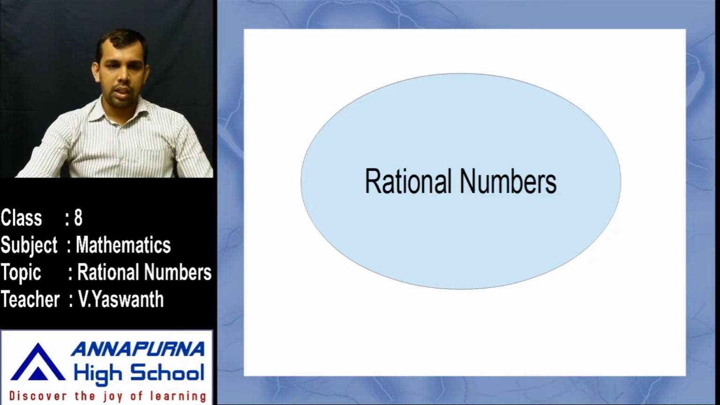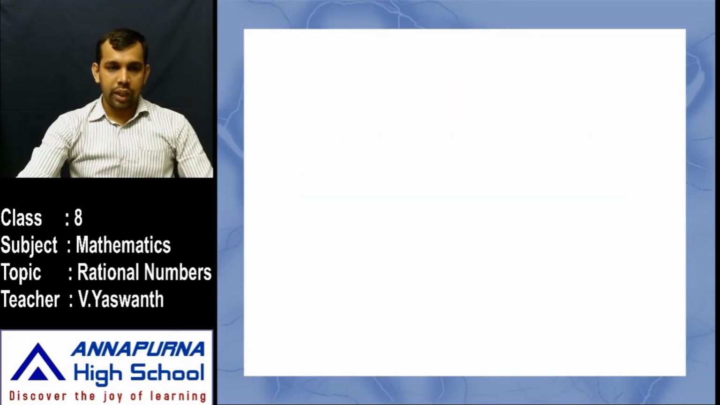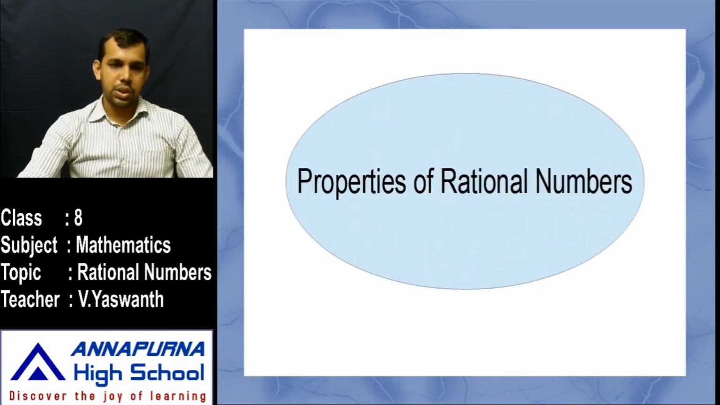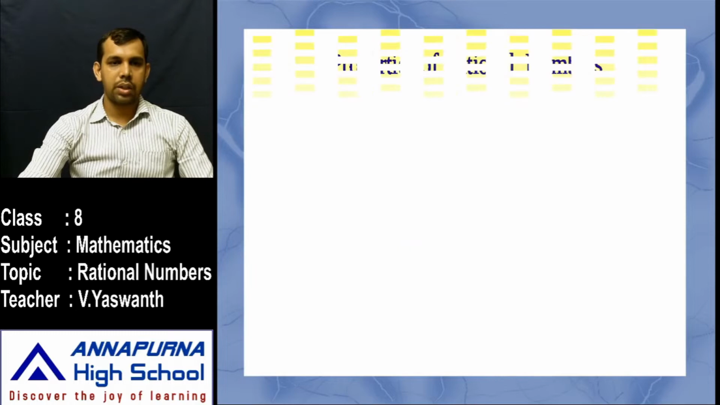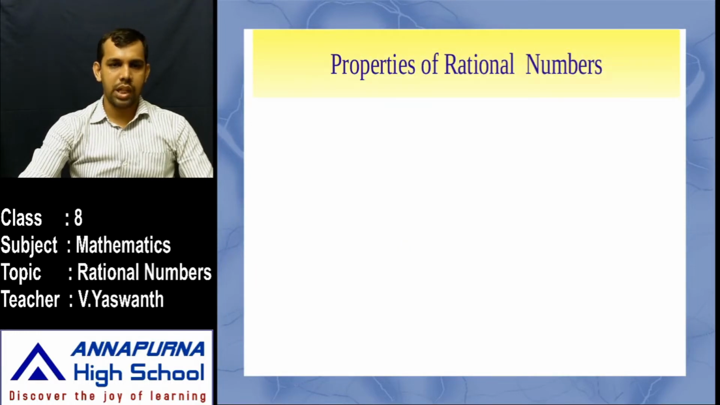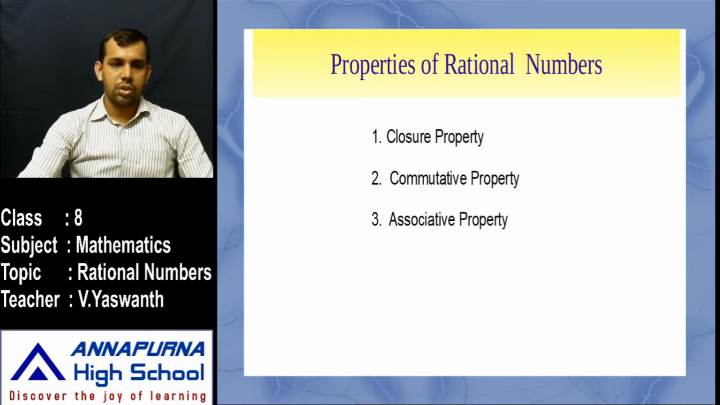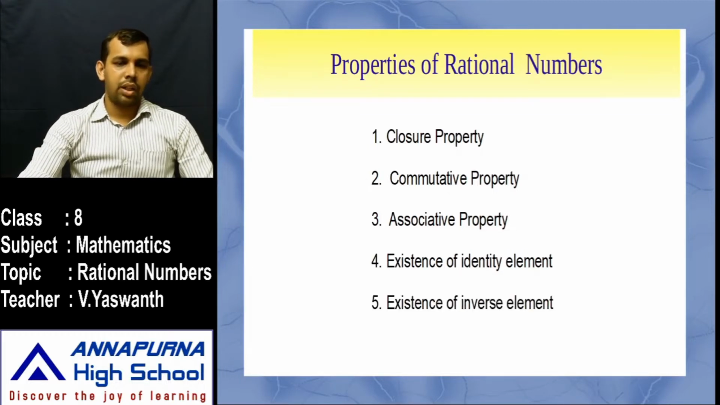After that, we are verifying the properties of rational numbers. What are the properties involved in our number system? Here I am presenting those properties again. The first property is the closure property, the second is the commutative property, the third is the associative property, the fourth is the existence of identity element, and the fifth is the existence of inverse element. These are the five important properties in our number system.